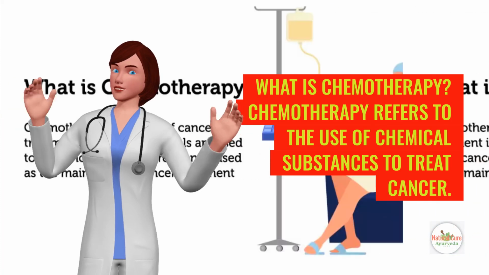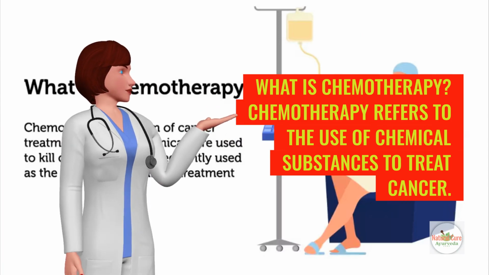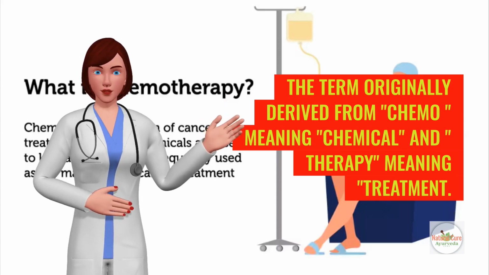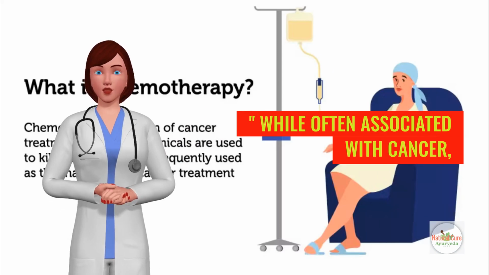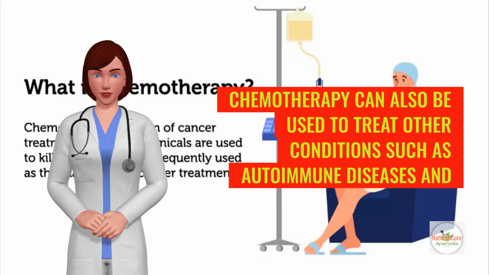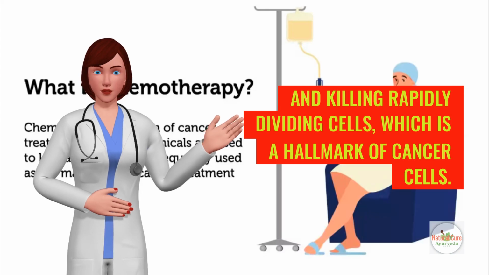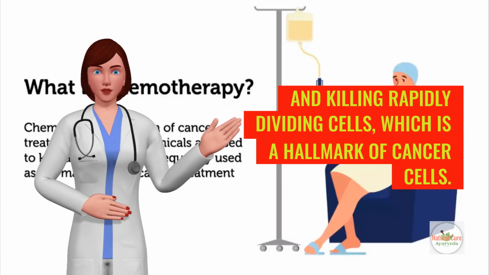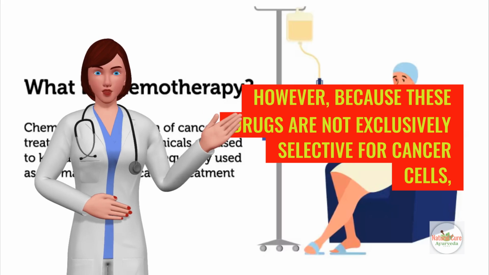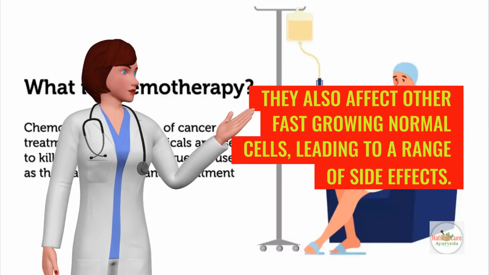rates. What is chemotherapy? Chemotherapy refers to the use of chemical substances to treat cancer. The term originally derived from chemo meaning chemical and therapy meaning treatment. While often associated with cancer, chemotherapy can also be used to treat other conditions such as autoimmune diseases and infections. Chemotherapy drugs work by targeting and killing rapidly dividing cells, which is a hallmark of cancer cells. However, because these drugs are not exclusively selective for cancer cells, they also affect other fast-growing normal cells, leading to a range of side effects.